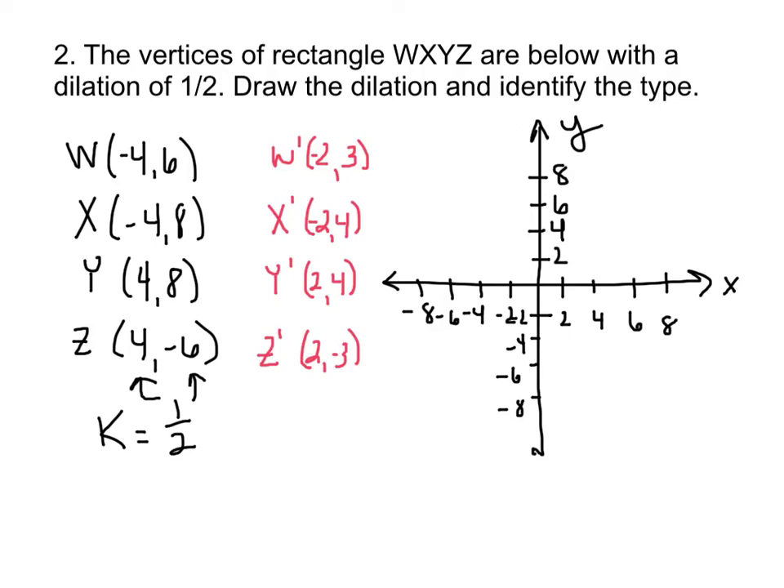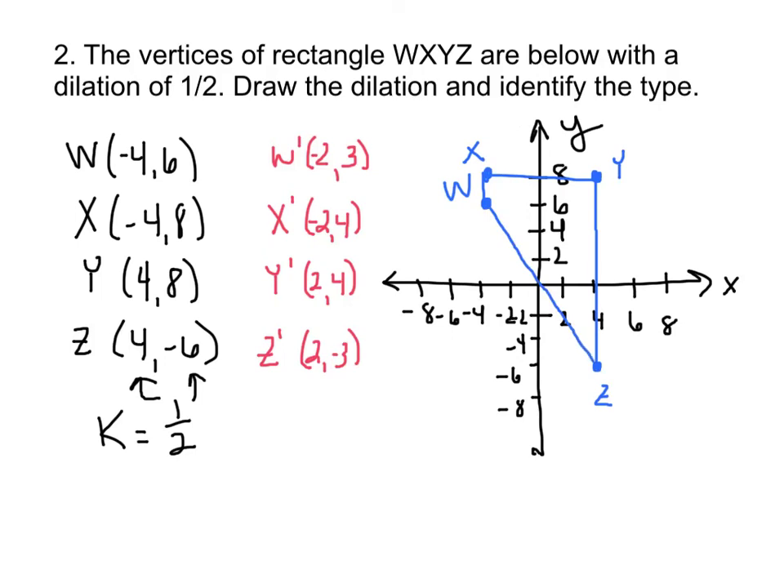So I'm going to graph my first shape in blue. So -4, 6, that's W. -4, 8 is X. 4, 8 is Y. And 4, -6 is Z. So my shape is going to look like this. It's going to be a trapezoid.